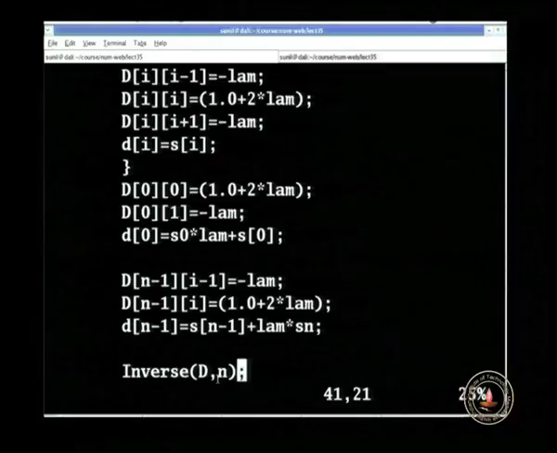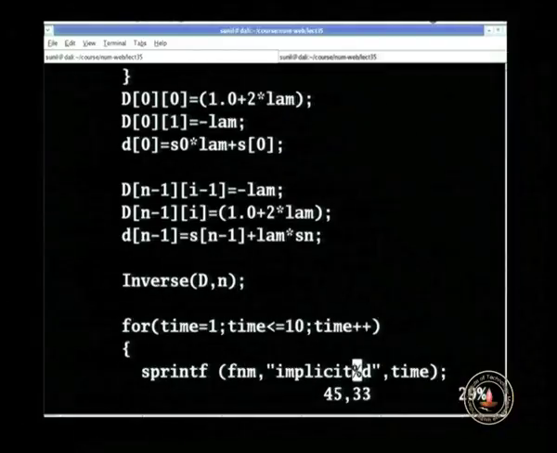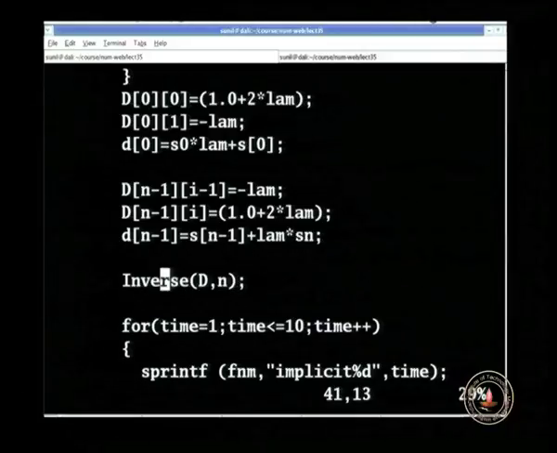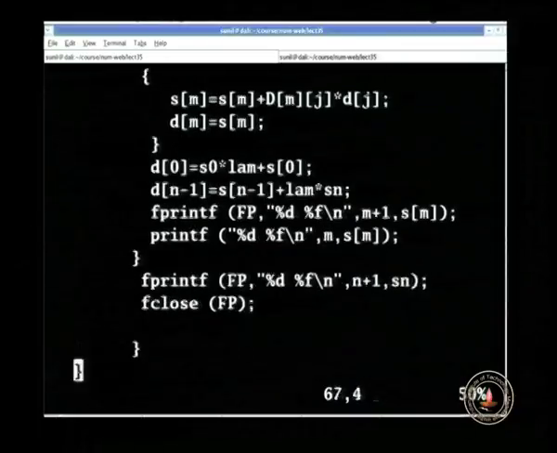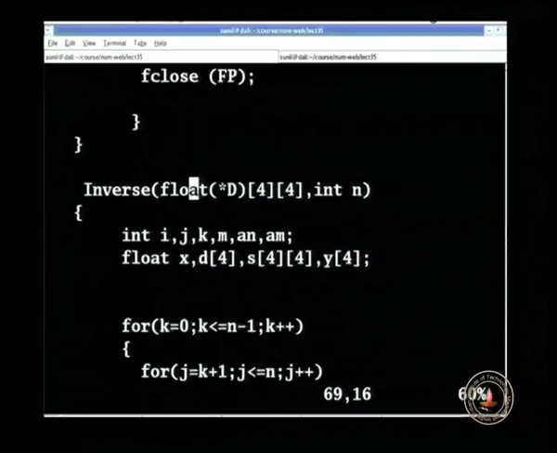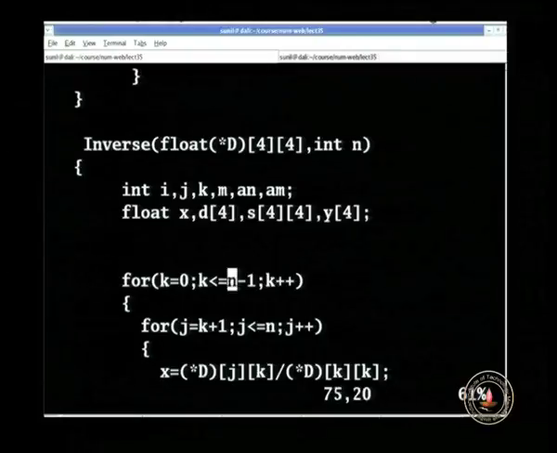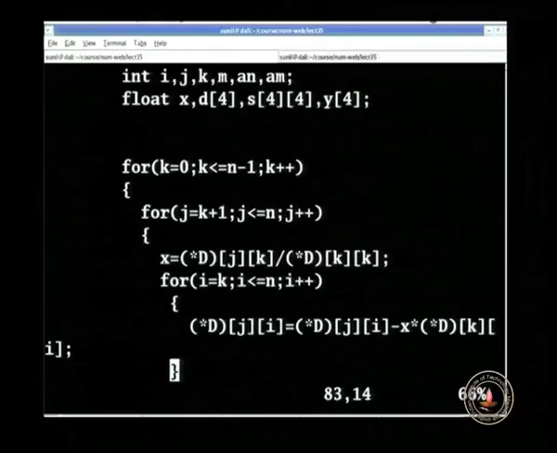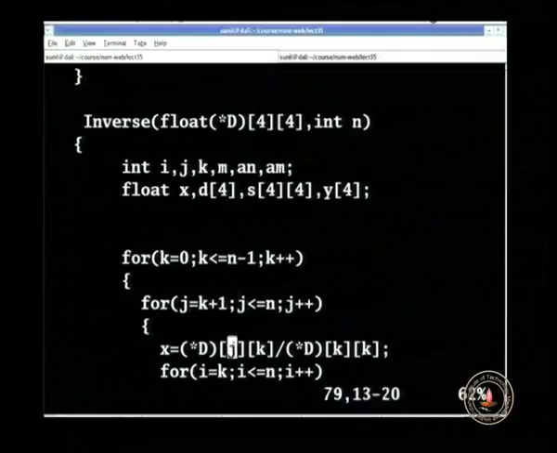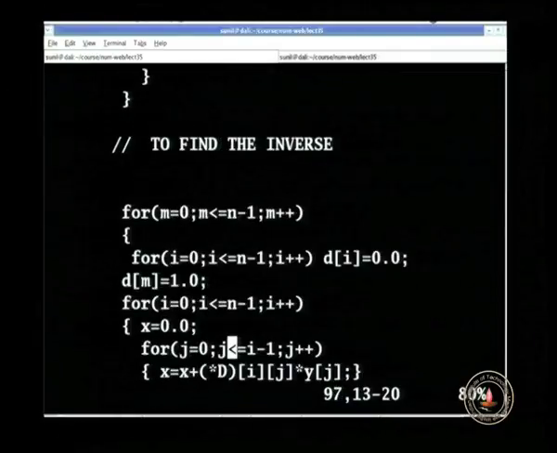To find the inverse of the matrix, we have a function here, and so we look at that function. It is a function to which the matrix D is passed as an array of pointers, which you have learned earlier, and the method the function uses is the LU decomposition. We find the inverse by using the LU decomposition, which again we have found earlier.